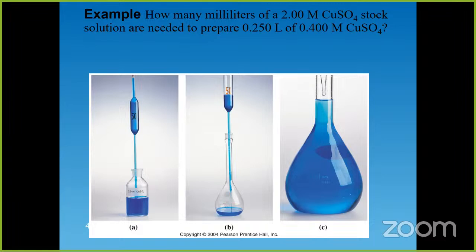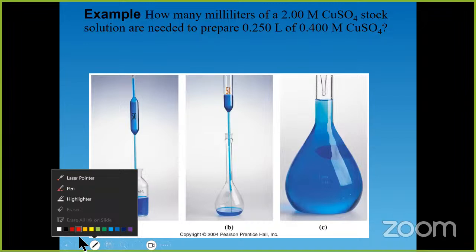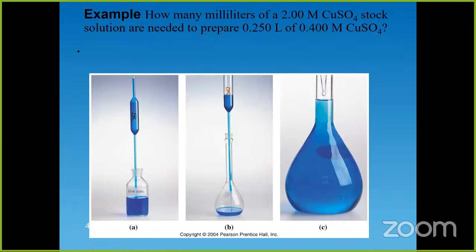So in this particular case, the question says how many milliliters of a 0.20 M copper(II) sulfate stock solution is needed to prepare 0.25 of a 0.40 M copper(II) sulfate solution. Whenever you're doing questions like this, the dilution equation is what you're going to use. Let me just write it here. I prefer to write it like this. It's the same thing. C1V1 is equal to C2V2. So C1 and V1 would be the initial concentration and volume of the more concentrated solution, and C2 and V2 would be the concentration and volume of the more dilute solution.